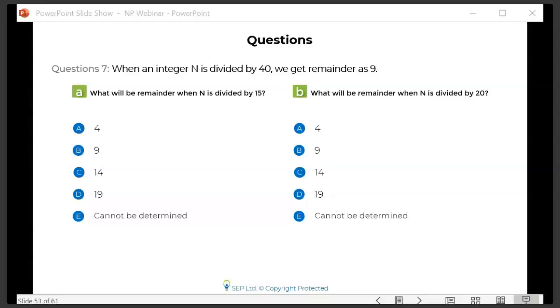The first statement is common for both the questions. The question is, when an integer n is divided by 40, we get remainder as 9. This statement is valid for both the questions. Keeping this statement in mind, solve both A and B.